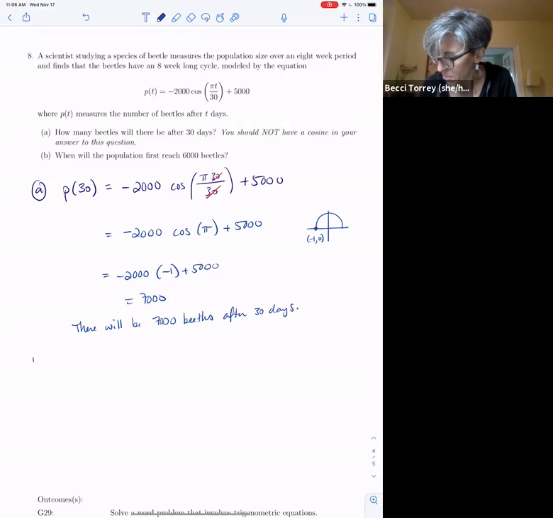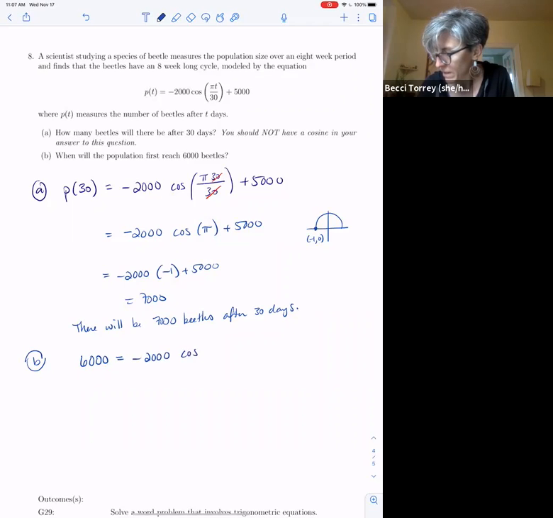Okay, and then for part B, they want us to tell them when the population will first reach 6,000 beetles. So now they're giving us the population and they want to know the time, when, right? So here we're plugging in 6,000 beetles for P, the number of beetles, and we're trying to find t. So we want to go the other way. So for part B, we have 6,000 equals minus 2,000 times cosine of pi t over 30 plus 5,000.